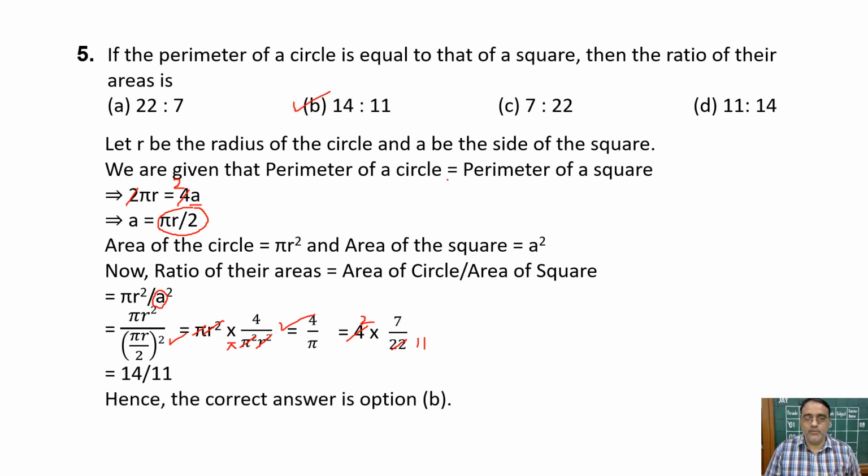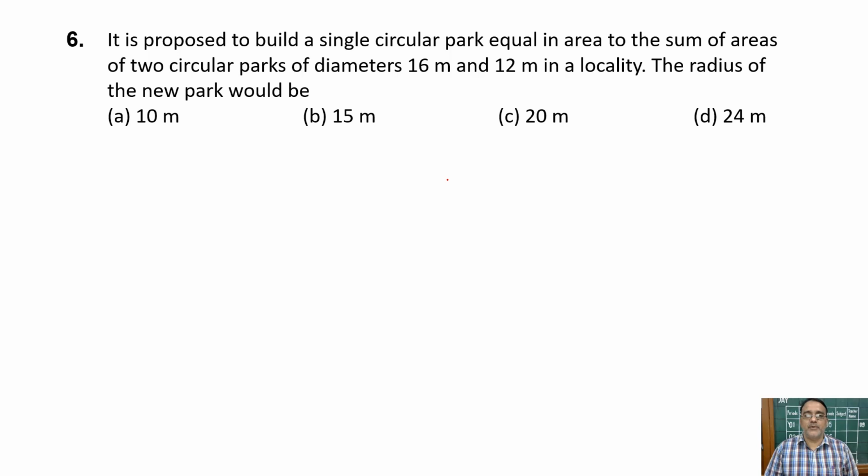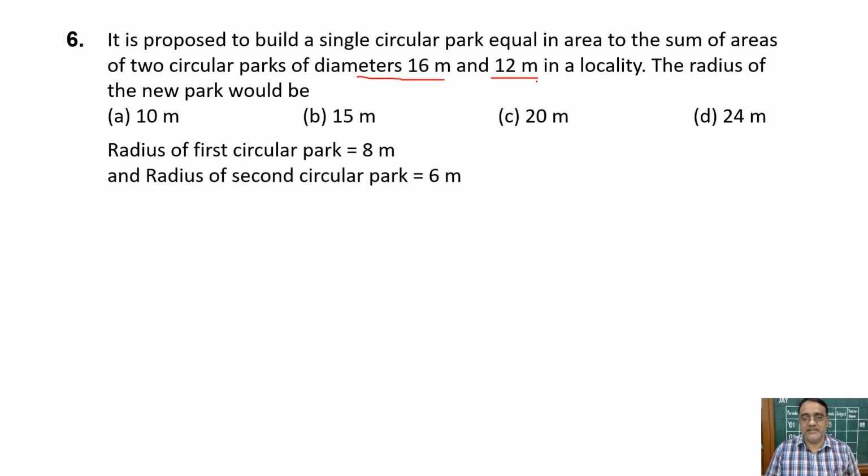Okay, so now we are moving toward question number 6. It is proposed to build a single circular park equal in area to the sum of the areas of two circular parks of diameter 16 meter and 12 meter in a locality. The radius of the new park would be. So we will find the radius: this one is 8 meter and this radius will be 6 meter, right. So radius of first circular park is 8 meter and the radius of second circular park is 6 meter.